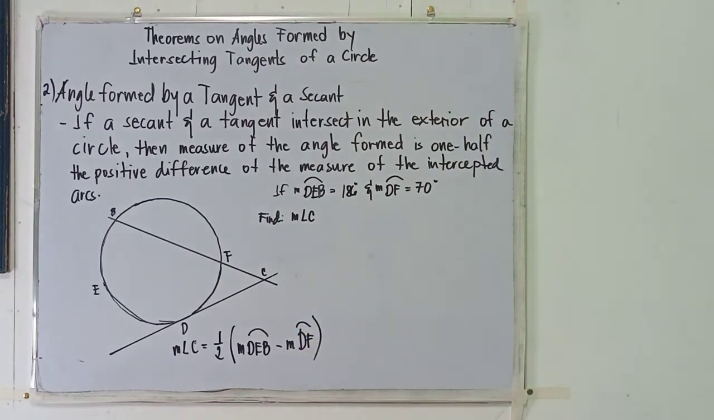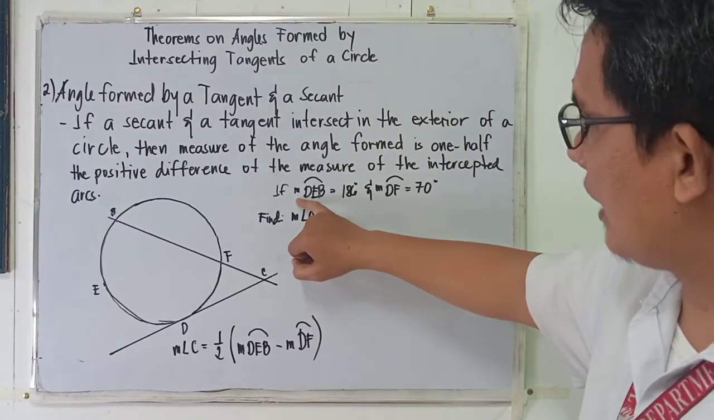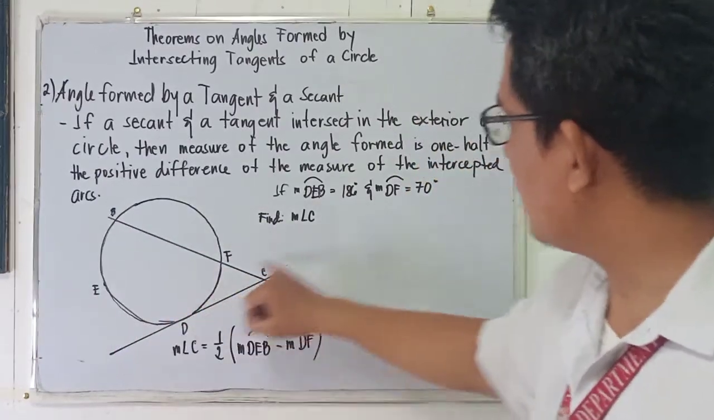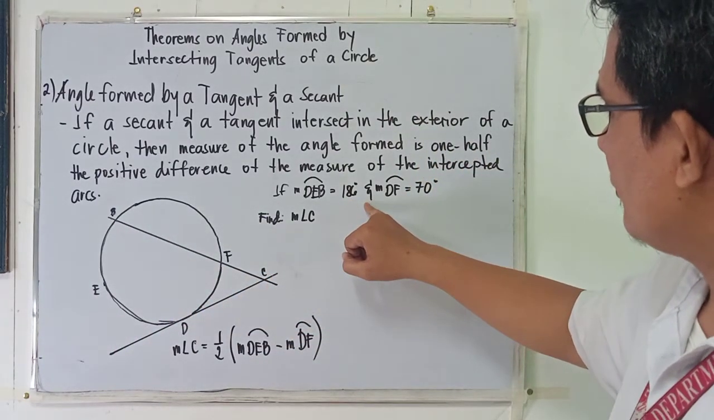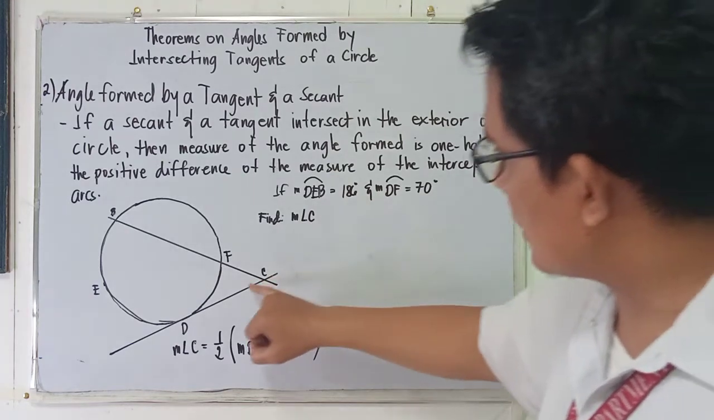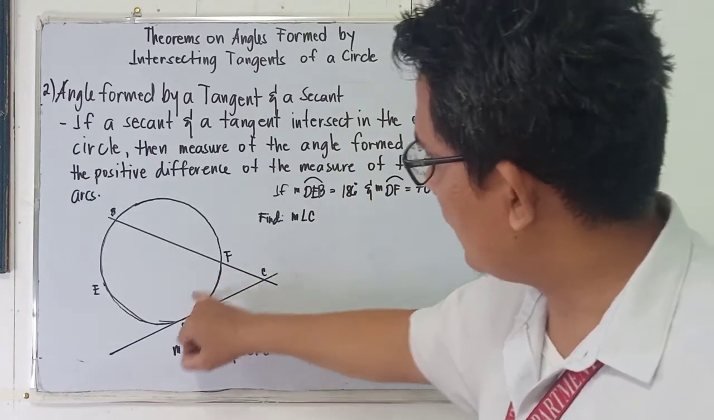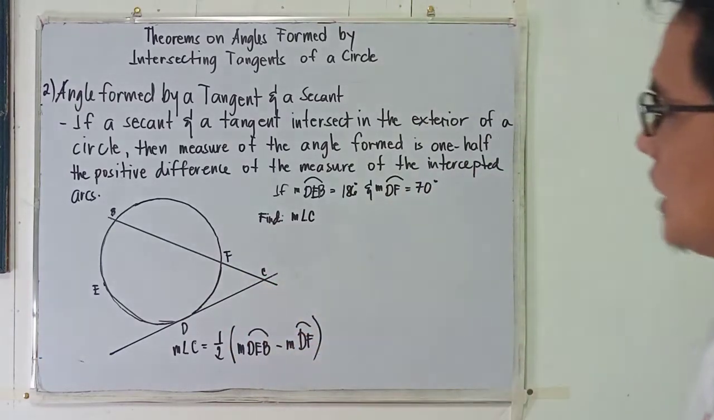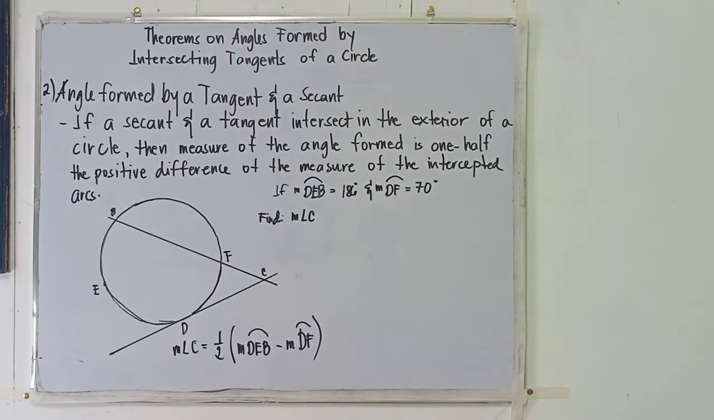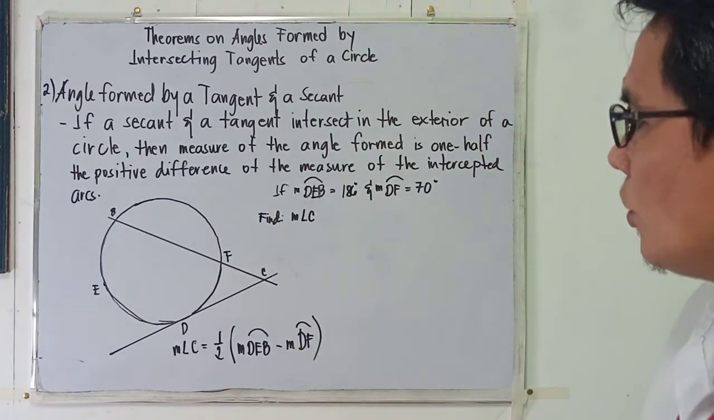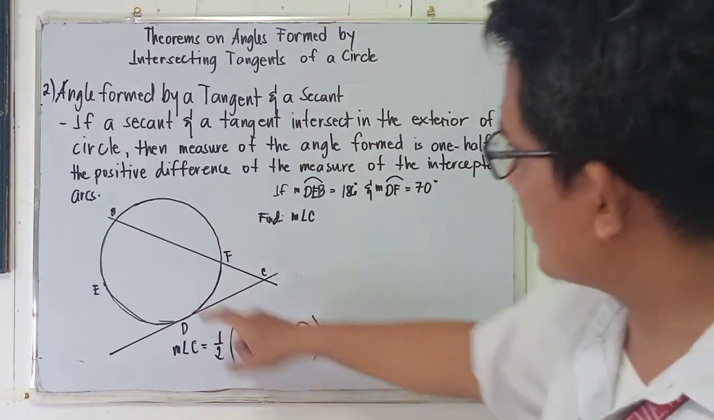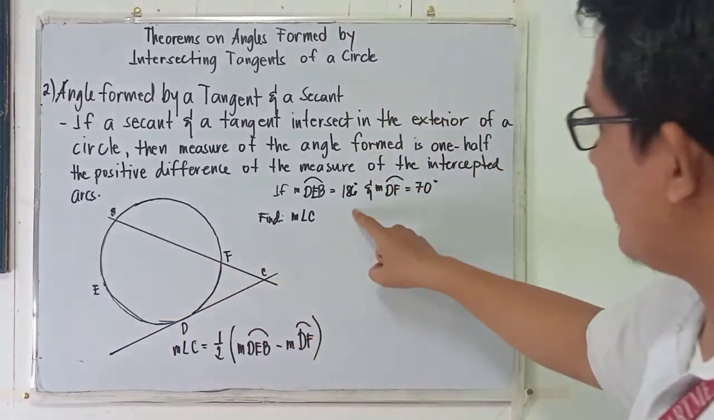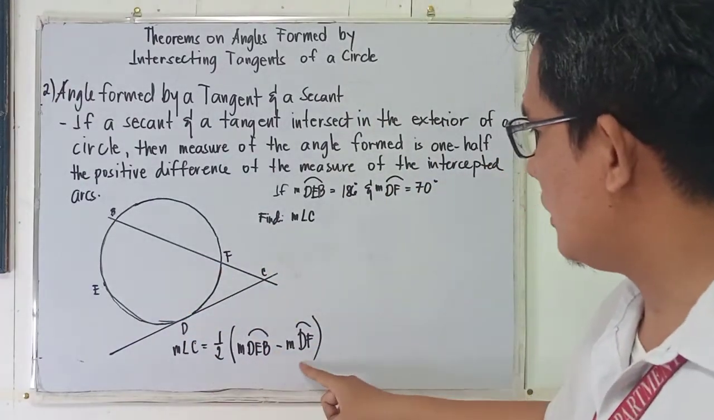I have here a given. The measure of arc DEB, this arc here, is equal to 186 degrees, and the measure of arc DF, this smaller arc here, is 70. Find the measure of the angle formed by the tangent and the secant line that intersect outside of the circle, and that is angle C. We are going to use this formula. Since the two intercepted arcs are provided, substitute directly and solve.